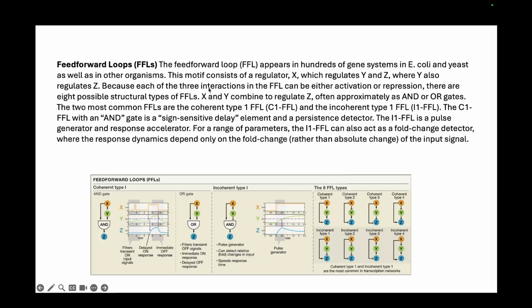Each of these three interactions in the feed forward loop can either activate or repress, so there are 8 possible structural types of feed forward loops. You can look it up. These are basically electronics concepts. So these are the 8 possible types of feed forward loops, how X and Y both can regulate: X will regulate Y, which will regulate Z, and X will also independently regulate Z. And how these different dynamics look is given by these small plots here.